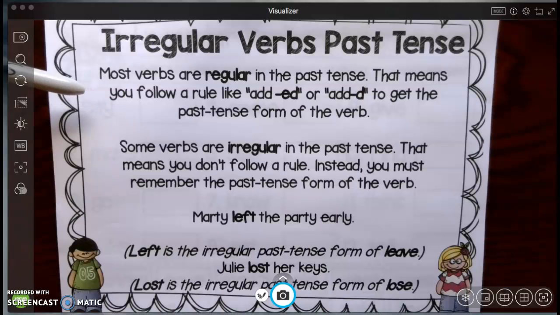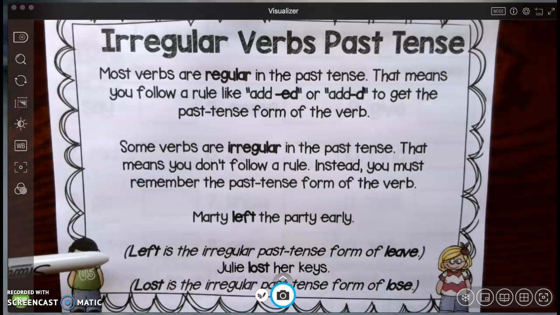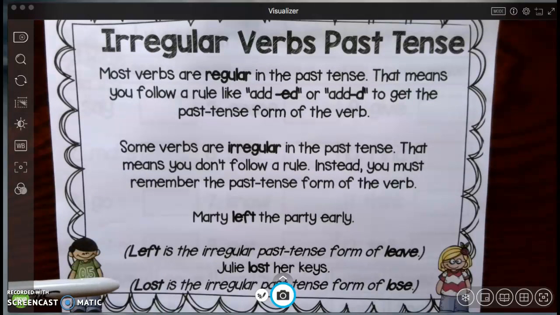Most verbs are regular in the past tense. That means you follow a rule like adding ed or adding d to get the past tense form of the verb. Some verbs are irregular in the past tense. That means you don't follow a rule. Instead, you must remember the past tense form of the verb. Marty left the party early. Left is the irregular past tense form of leave. Julie lost her keys. Lost is the irregular past tense form of lose.